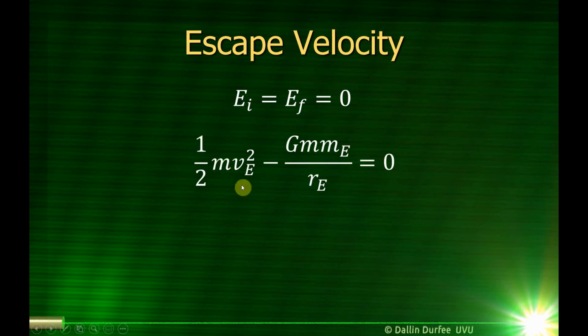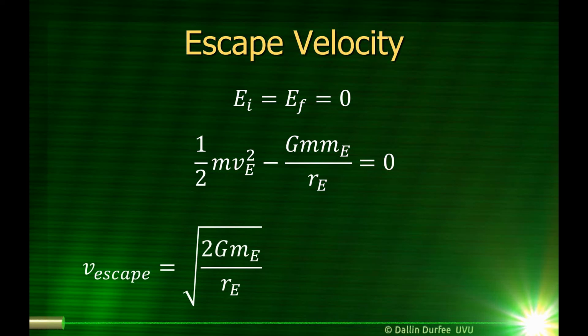Well, E initial is 1/2 m v squared. And that E is for escape, not Earth. I just realized that's confusing. So 1/2 m escape velocity squared is our kinetic energy. The potential energy is negative G, mass of the object, mass of the Earth, divided by the radius of the Earth, assuming that we're shooting our object from the surface of the Earth. If we're shooting it from some higher distance, we would calculate our escape velocity by putting the correct distance in there. And then we just solve this for the escape velocity, and this is what we get.